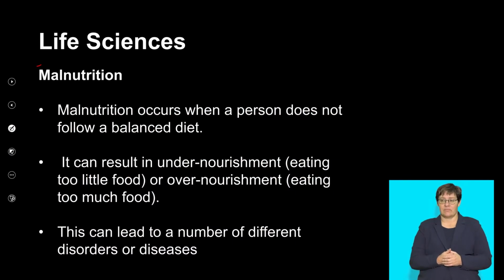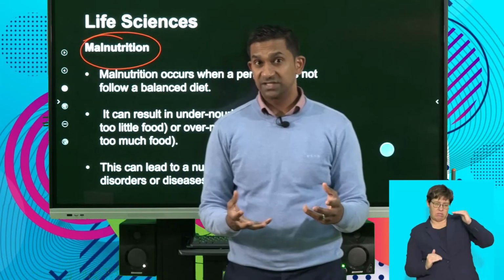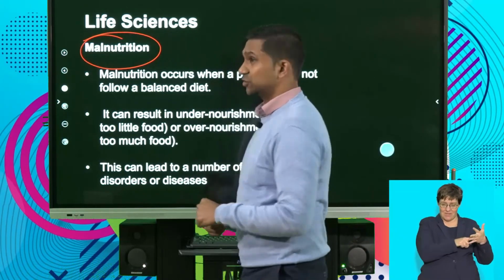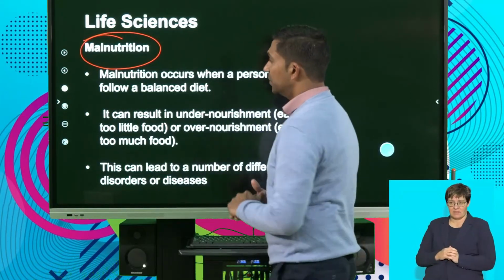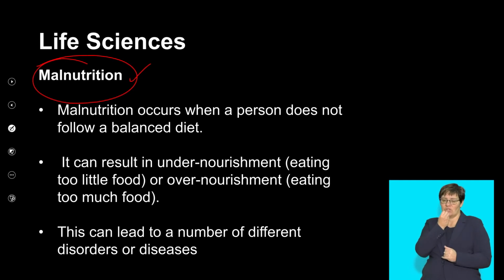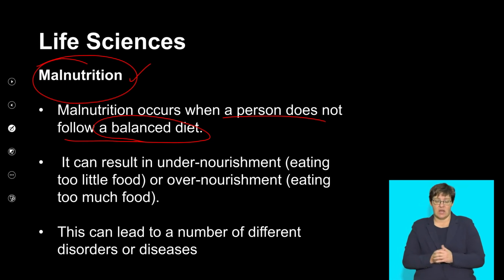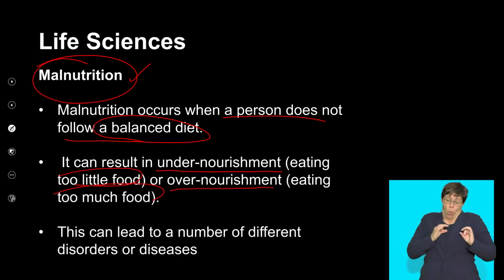Right. As we wrap this up, we need to talk about malnutrition. So guys, we often refer to a balanced diet consisting of the essential food groups. We also know that individuals that do not receive a balanced diet are affected in their lifestyle. We refer to that as malnutrition. So malnutrition occurs when a person does not follow a balanced diet. Okay? It can result in undernourishment, eating too little food, or overnourishment, eating too much food.